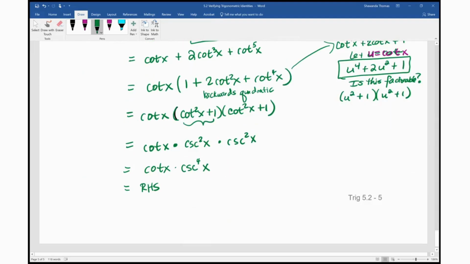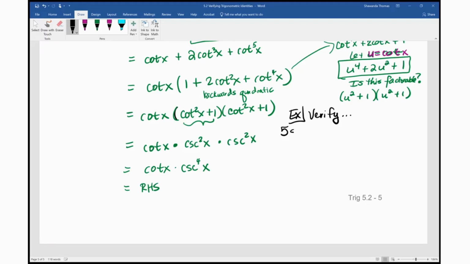All right. I'm going to go over one more that was on the homework assignment that wasn't in the book examples, but I feel like we need to go over it because I wanted to throw you off. So this one, again, verify: 5 secant squared y minus 5 cotangent squared of pi over 2 minus y equals 5.